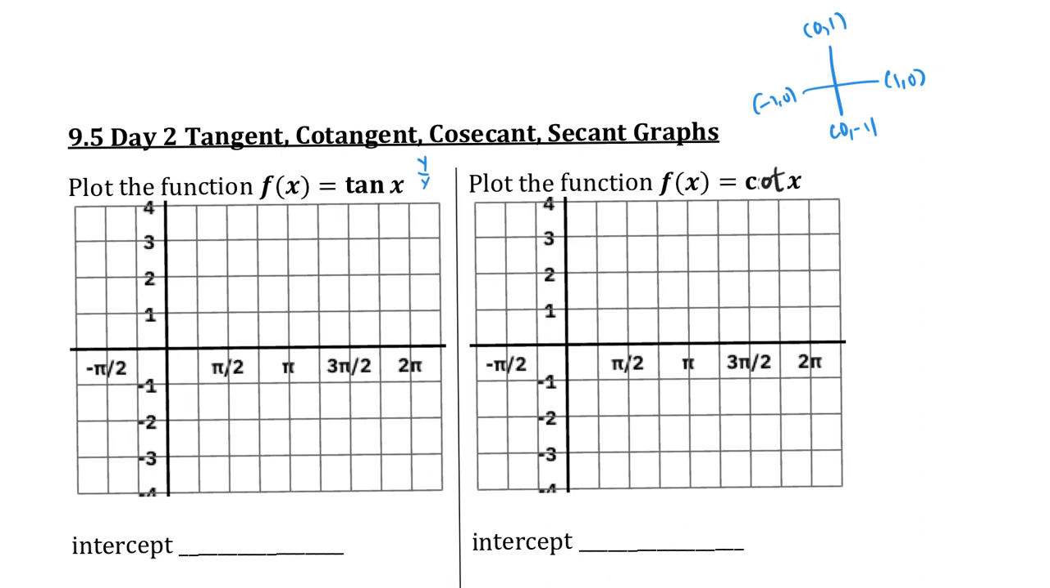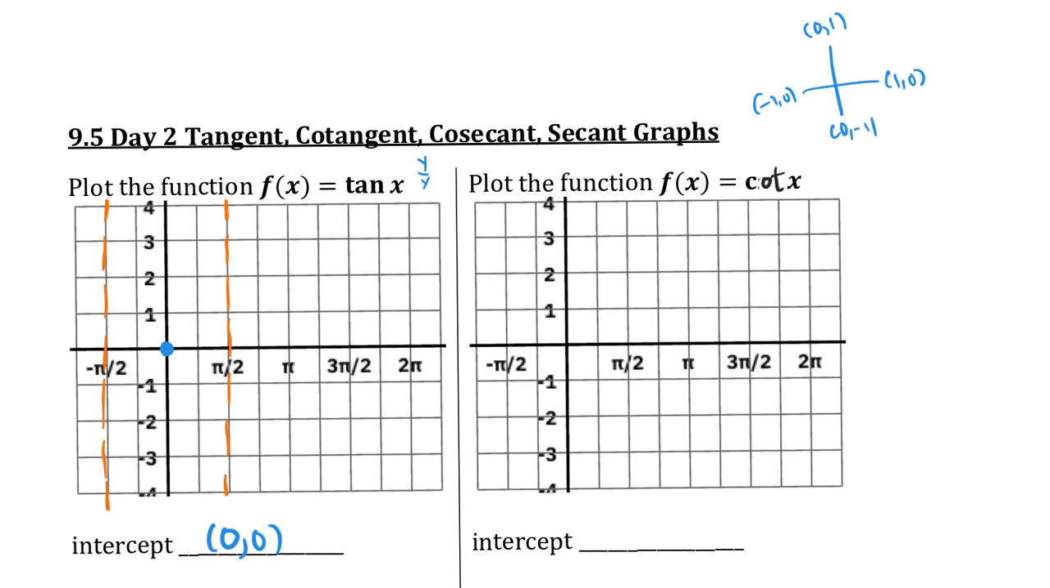Okay, tangent is y divided by x. So if I start at 0, 0 divided by 1 is 0, which is how I knew that this starts at (0, 0). Okay, I'm going to go to pi over 2. If I do 1 divided by 0, it is undefined. So there is an asymptote at x equals pi over 2. And then there's also an asymptote at negative pi over 2.